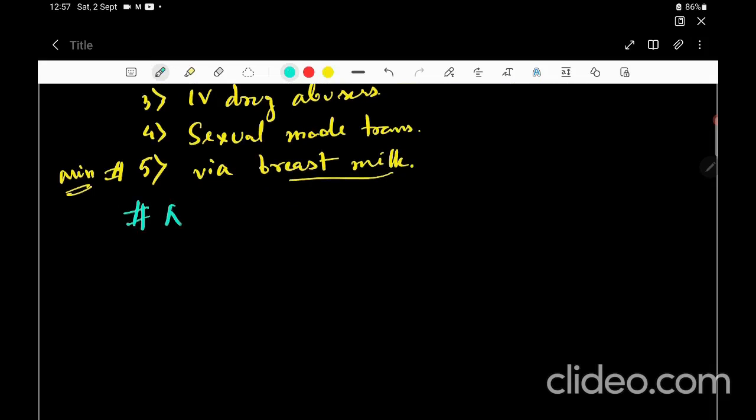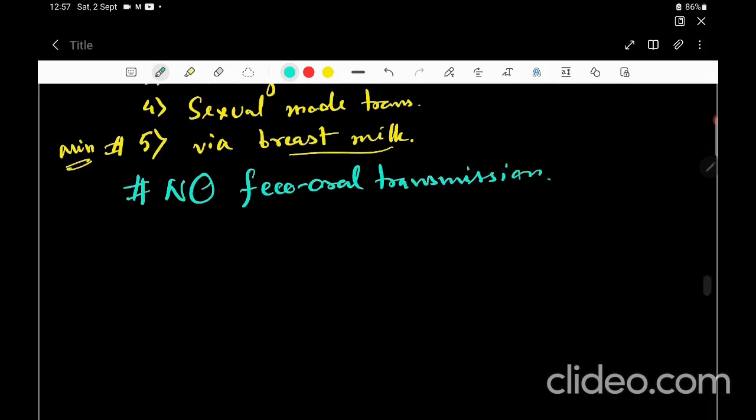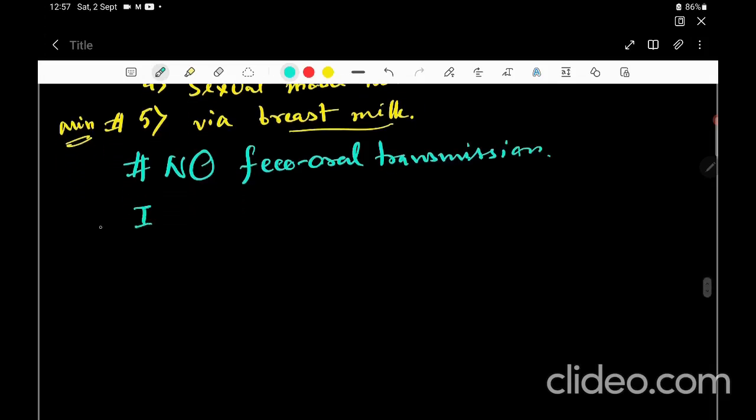And there is no fecal-oral transmission in case of hepatitis B. No fecal-oral transmission. The incubation period of hepatitis B is around 60 days.